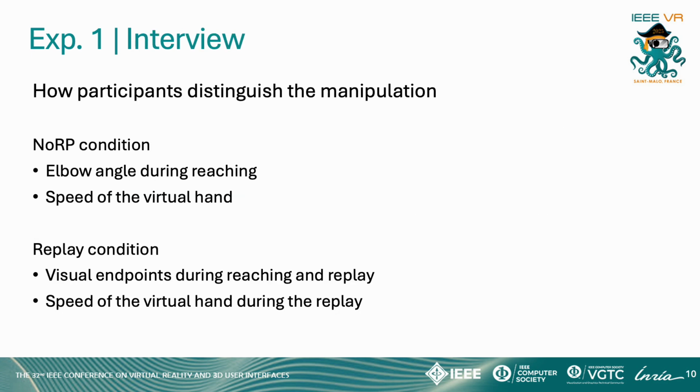Next, we interviewed participants to understand how they differentiated the manipulations. Under the no replay condition, participants reported paying attention to the angle of their elbow during reaching or judging the virtual hand speed relative to the physical hand. Under the replay condition, they focused on recalling the visual endpoint of their reach and comparing it with the endpoint shown in the replay, as well as assessing the replayed virtual hand speed.